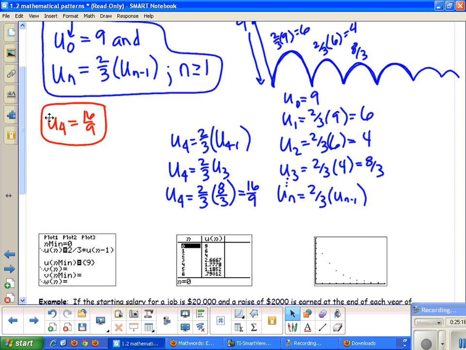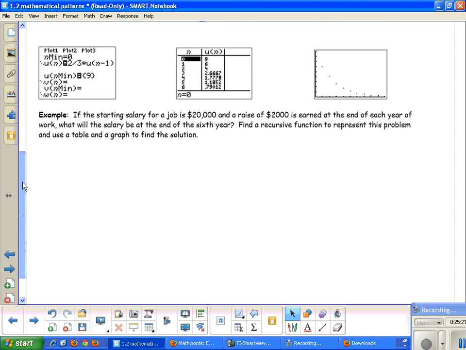All right, so let's go ahead and do another example. And again, I'm just going to make a little note here to get this u hit second and then the number 7. Okay, so if the starting salary for a job is $20,000 and a raise of $2,000 is earned at the end of each year, work year, what will the salary be at the end of the 6th year? Find a recursive function to represent this problem and use a table and a graph to find a solution.